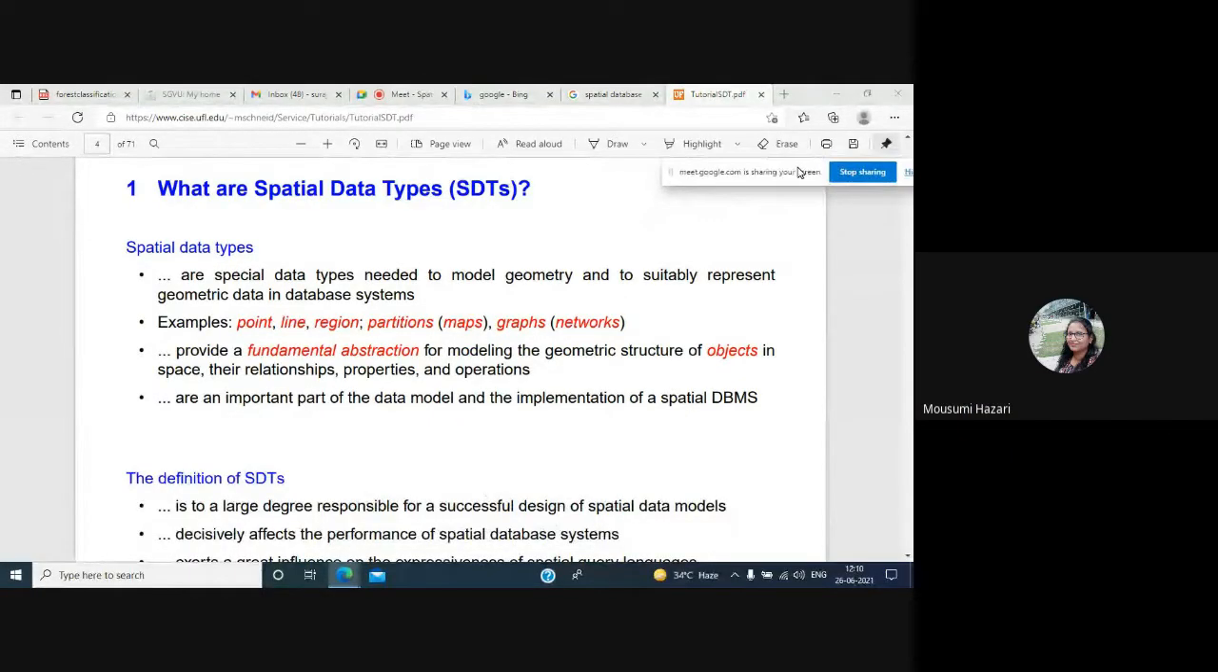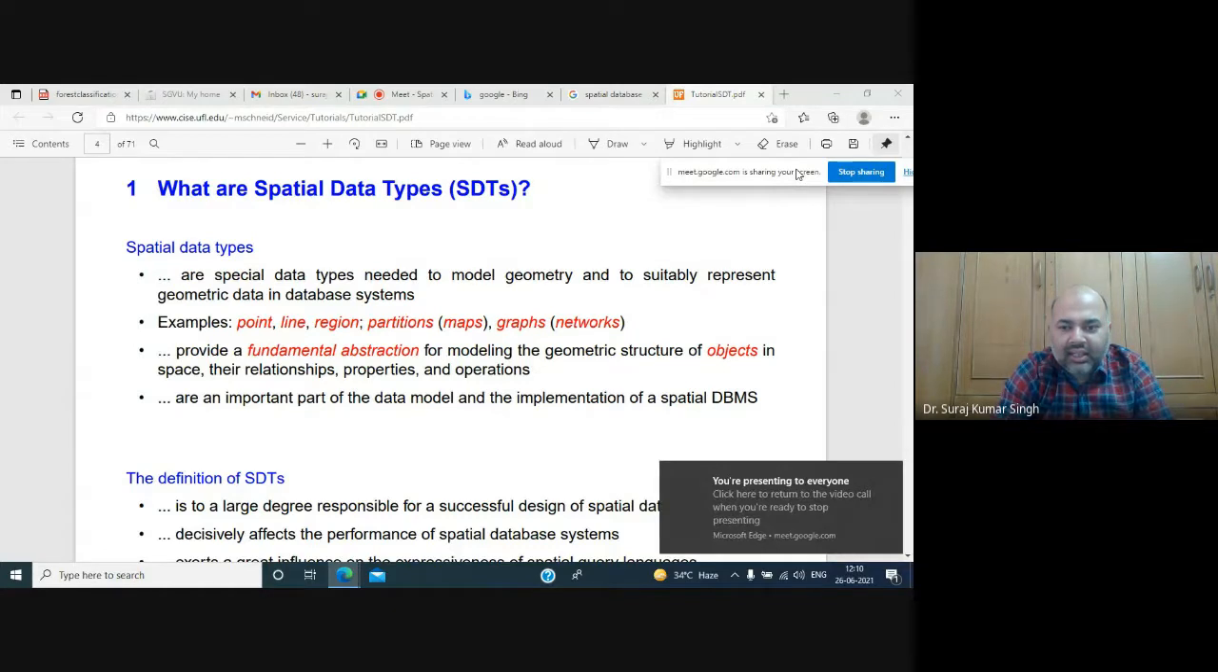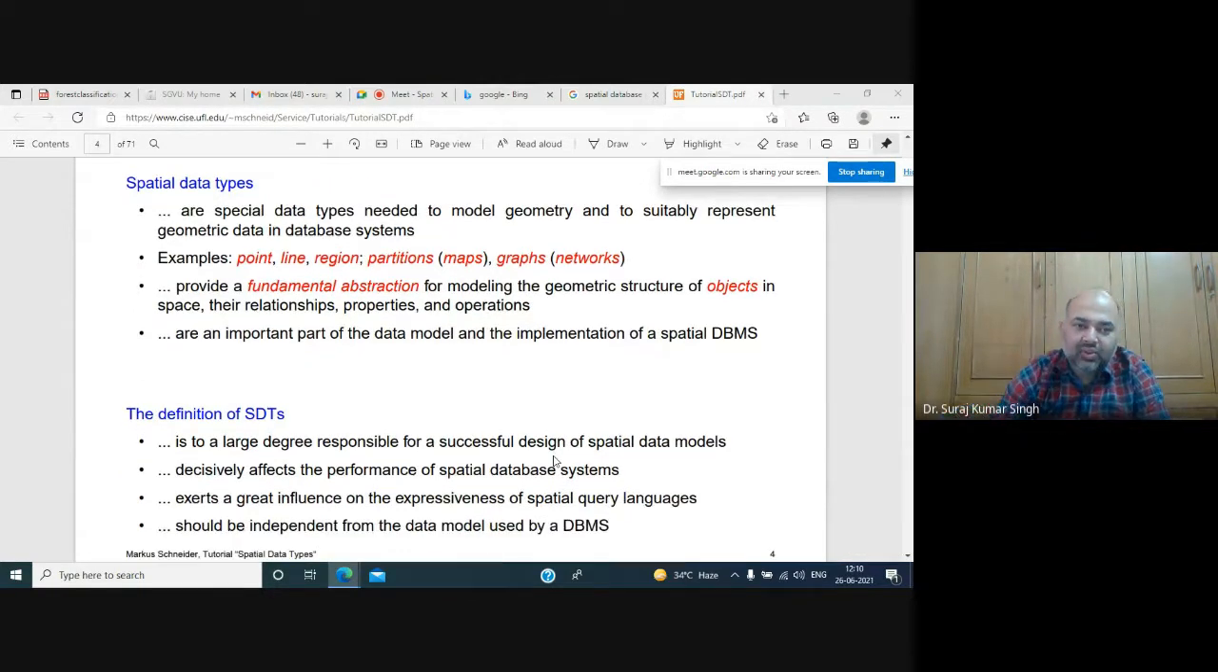Okay, so today we'll start off a new topic in spatial data modeling and types. Whenever we are talking about spatial data, we are talking about types. So what do you mean by spatial data? Spatial data are spatial data types needed to model geometry and to suitably represent geometric data in a database.